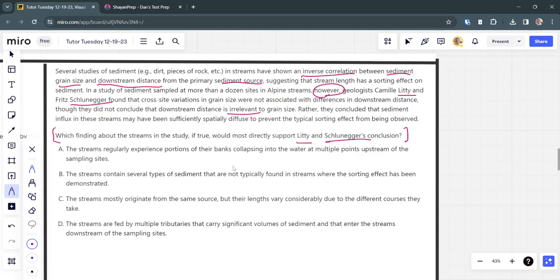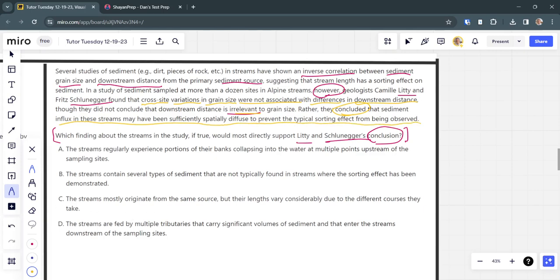That's a tough question, but right, we're just trying to focus on their conclusion, which is that, here, let me highlight it in a different color, like orange. Cross-site variations in grain size were not associated with differences in downstream distance, though they did not conclude that downstream distance is irrelevant to grain size. Rather, they concluded that sediment influx in these streams may have been sufficiently spatially diffuse to prevent the typical sorting effect from being observed.